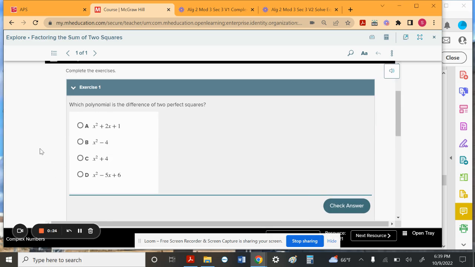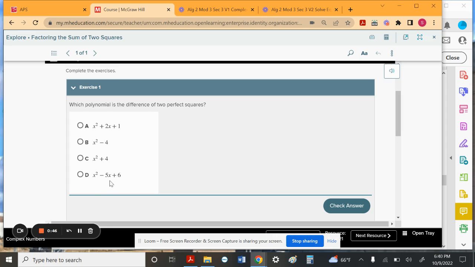So we look at the difference of two perfect squares. Difference, remember, means minus sign. So it's either this one or this one. And then it says the difference of two perfect squares. So x times x is a perfect square. 2 times 2 is a perfect square. B looks like the answer. X is x times x.